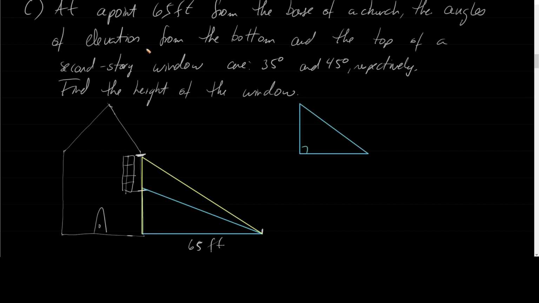And what do we know about this one? This is the one that goes to the bottom of the window. The bottom of the window is, so it says from the bottom and the top. So the bottom one is at 35 degrees, right? Because we need to do this respectively. So this right here is 35 degrees. And let's draw that in a different spot. This right here is 35 degrees, that angle. This distance right here is 65 feet, all right?